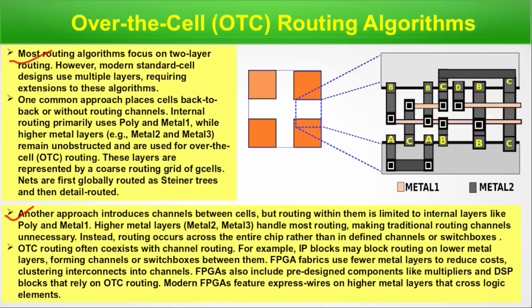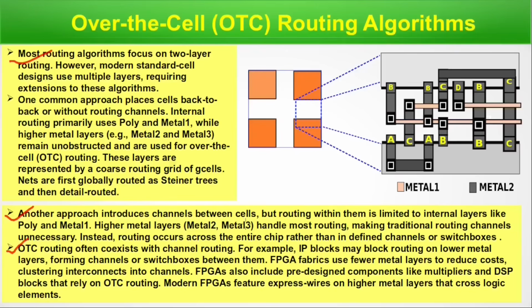FPGA fabrics use fewer metal layers to reduce cost, clustering interconnects into channels. FPGAs also include pre-designed components like multipliers and DSP blocks that rely on OTC routing. Modern FPGAs feature express wires on higher metal layers that cross logic elements.